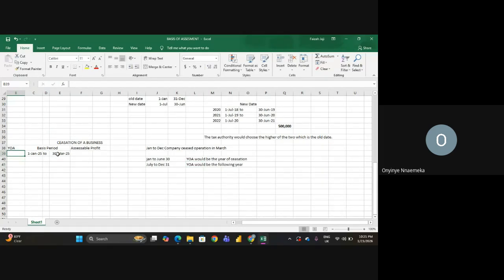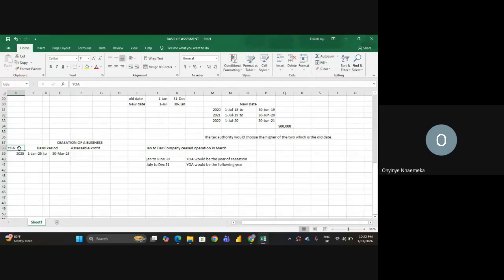This is where we are going to illustrate it. They cease business in March, which means they are going to pay their tax in this 2025. As long as you can still count 6 months in that year and the year will not finish, that is the year that you still pay tax. Now, this is for this question.